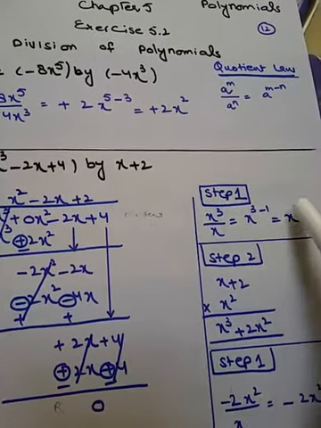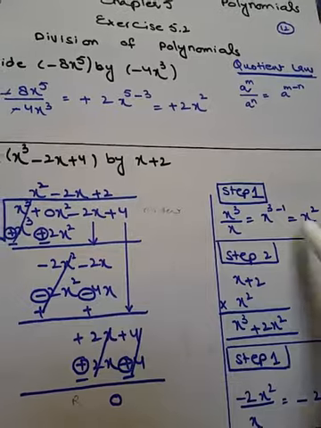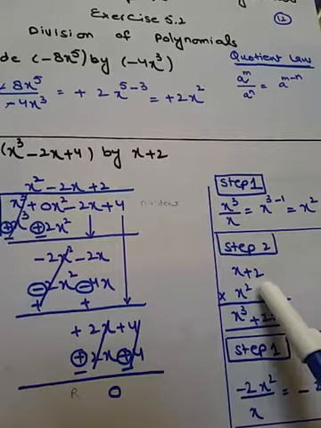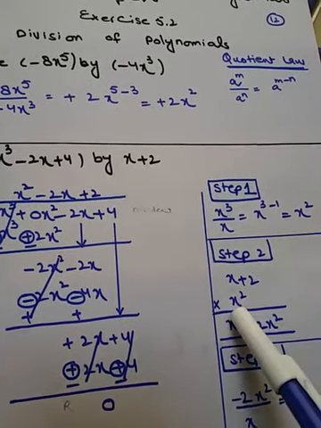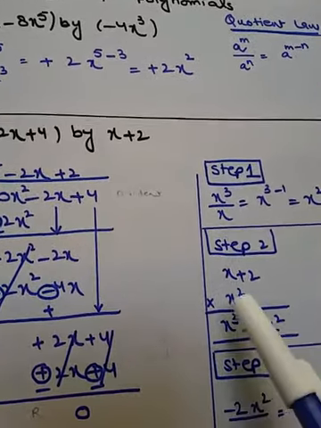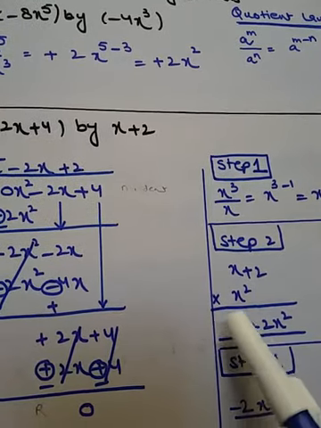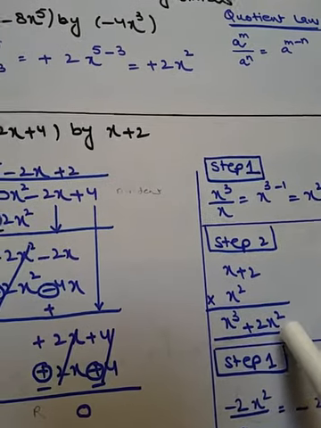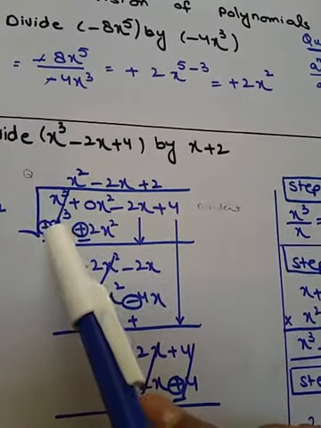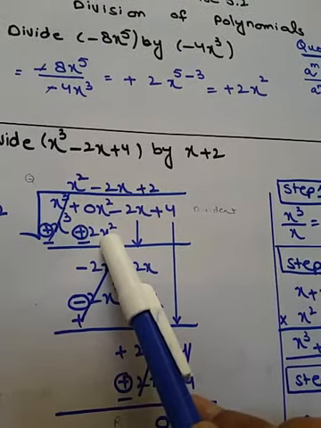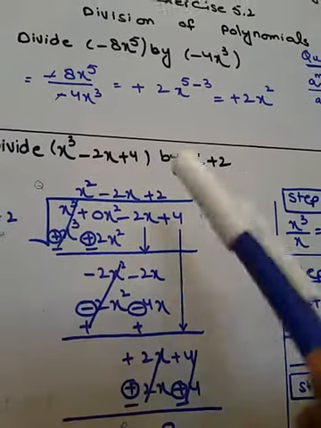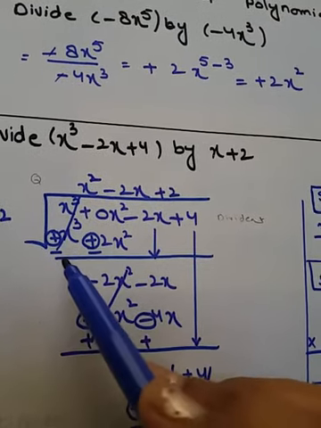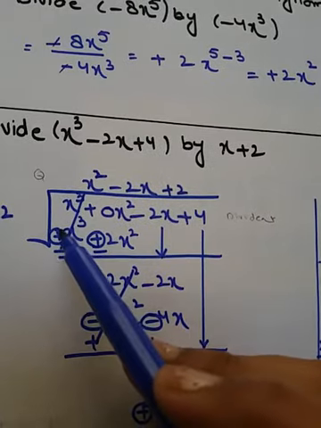Step 2: whatever we are getting in step 1, we will multiply with the complete divisor. x plus 2 multiplied by x square, and you already know multiplication: x square into x is x cube, plus 2 into x square is 2x square, and we will write this here. Now you will leave one line for changing signs. Now we are going to change the signs.